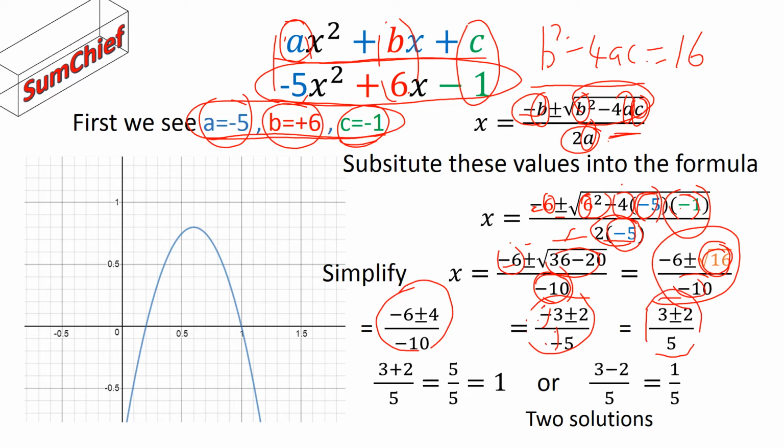Because we've got the plus or minus sign here, we've got two answers. We use one with the plus, one with the minus. So 3 plus 2 equals 5, which translates to 5 over 5, which is simply 1. So that's one solution, 1. For the other one, we use the minus sign. So 3 minus 2 divided by 5 gets us to 1 over 5. So we've got two solutions.